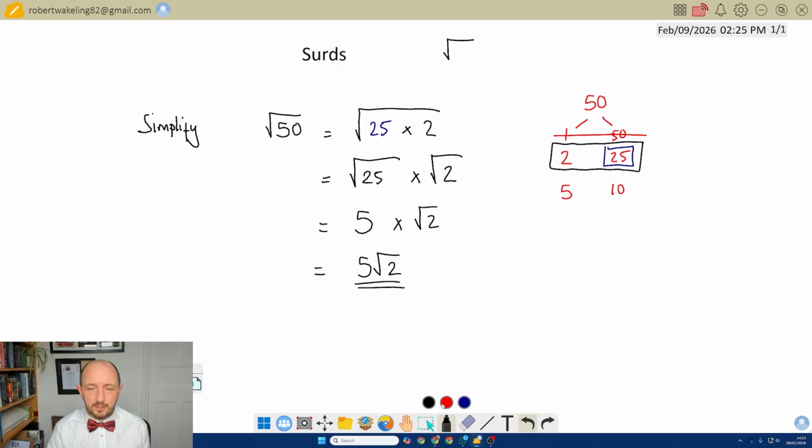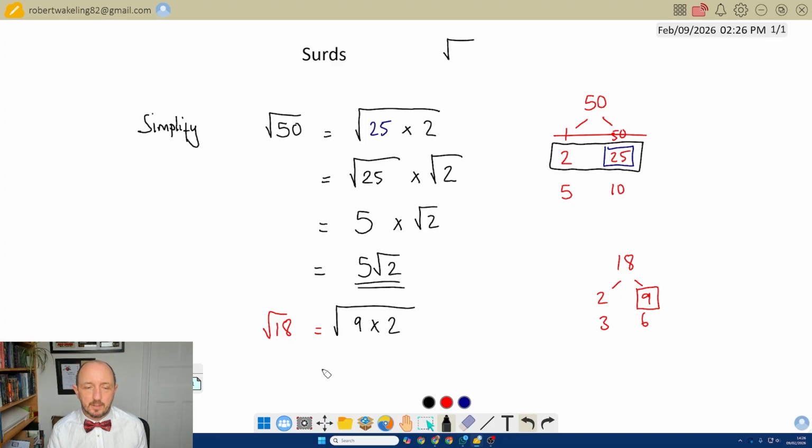Okay, let's try another one of those. Let's do square root of 18. So go to the side here. Don't bother with 1, 2 and 9, 3 and 6. That's it. The biggest square number here is 9. Okay, so we're going to write this as 9 times 2. Square number first. You don't need to do each and every one of these steps. This is me just showing you the sort of breakdown here. We could separate this into root 9 times root 2 and then just call that 3 root 2. Okay, so this is how we simplify our surds.